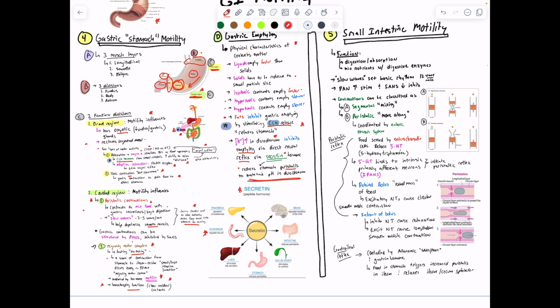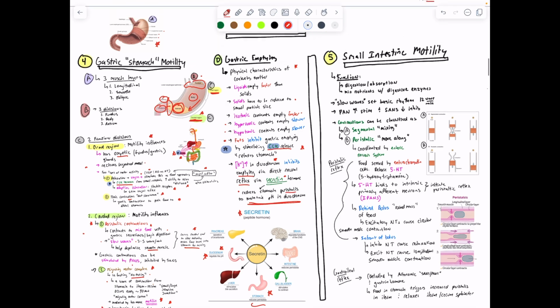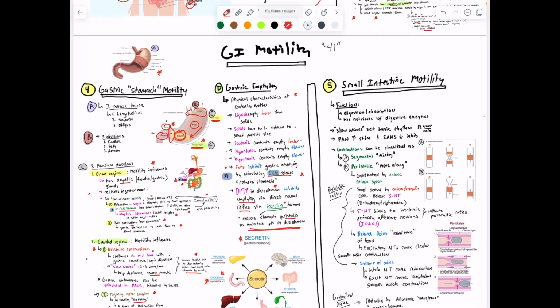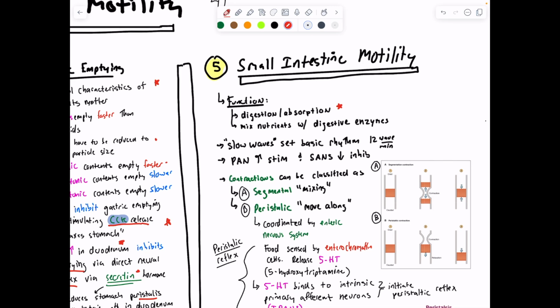It has a number of other effects, but so far we've only really learned about the fact that it's trying to regulate the pH in the duodenum, and it's going to reduce peristalsis in the stomach. All right, so after we leave the end of the stomach, we go through the pyloric valve into the duodenum, and we get into the small intestines. And so the small intestines are the major site of digestion and absorption.